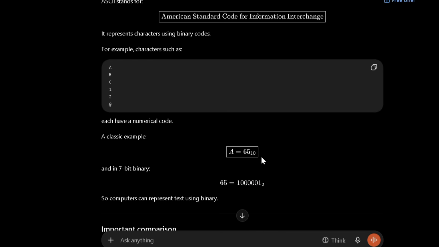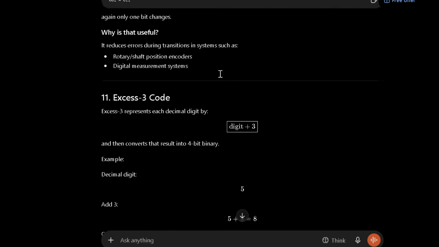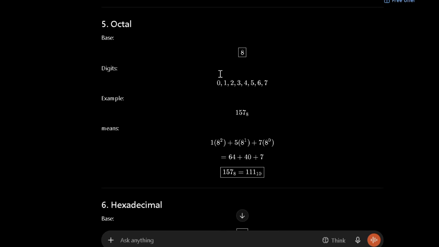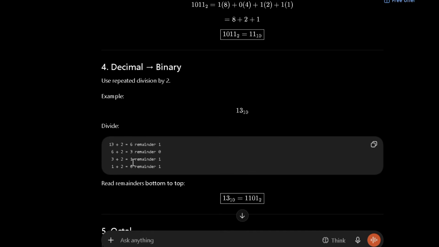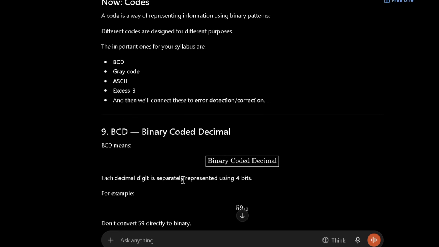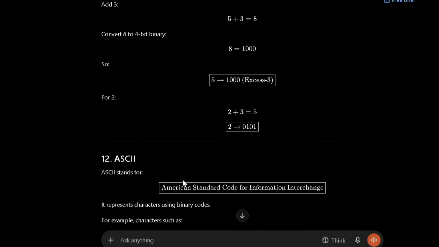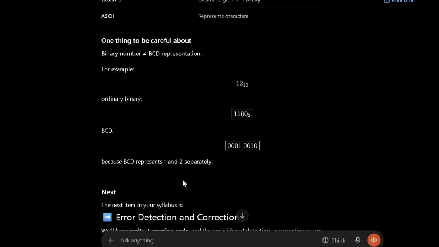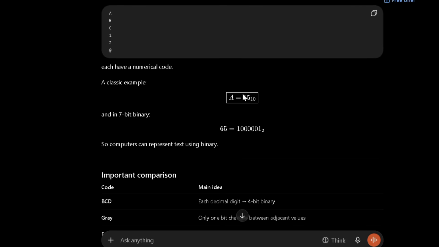How to convert decimal to binary? Decimal to binary, we divide by 2. We divide this value by 2, and you will get 10010. So computers can represent text using binary.